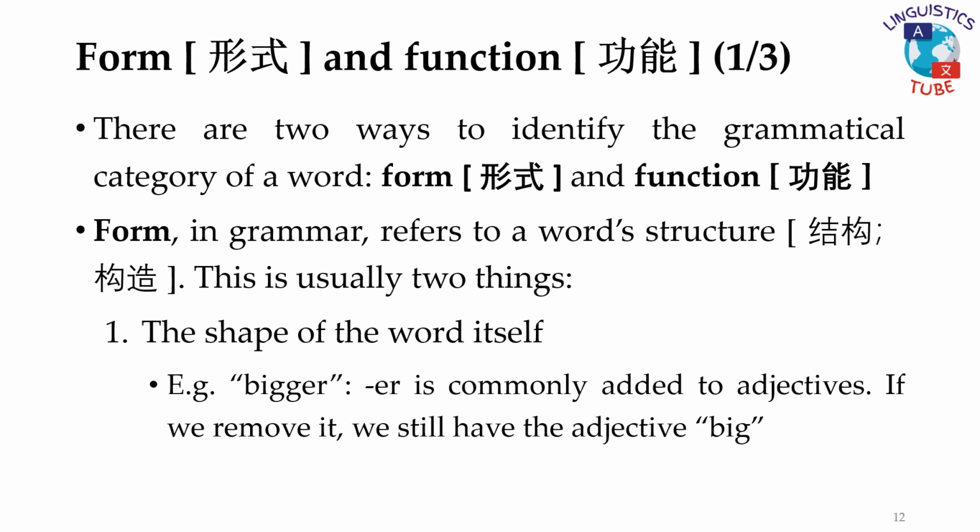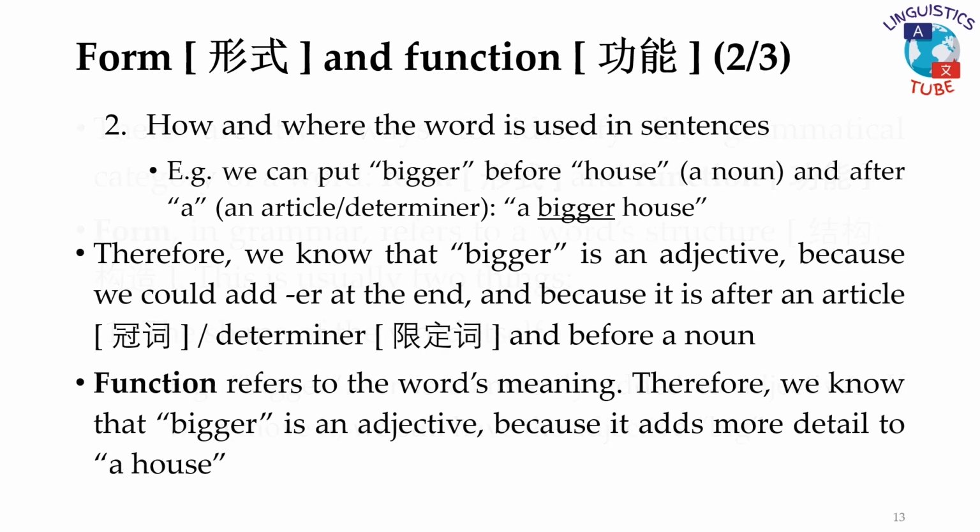However, this aspect of form is not enough to conclusively decide that bigger is an adjective, because other grammatical categories can end with er. For example, we can add er to a verb to create a noun, which has the meaning of someone who performs that verb, such as dance, dancer, paint, painter. Because of this, we often need to use another aspect of form to identify the grammatical category of a word.